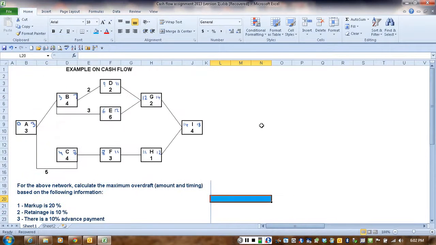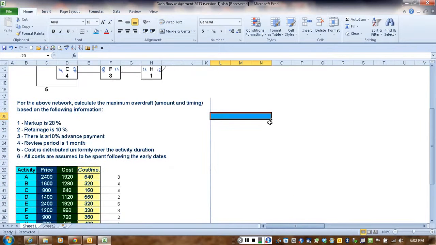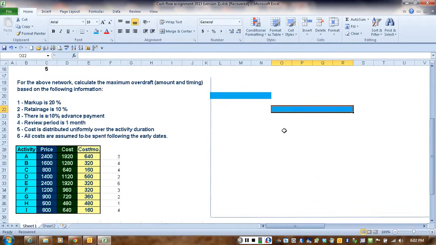Activity B is going to start after activity A from 3 to 7. So 1, 2, 3, 4. That's activity B. C is going to be from 4 to 8. So activity C is going to start here, 4 to 8.